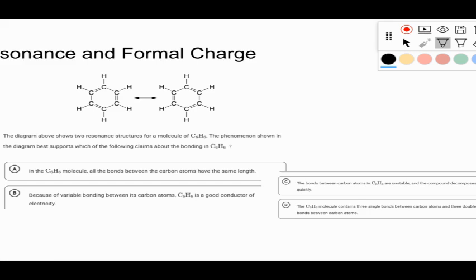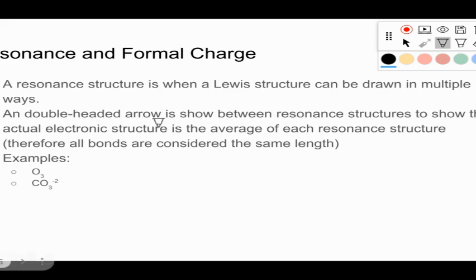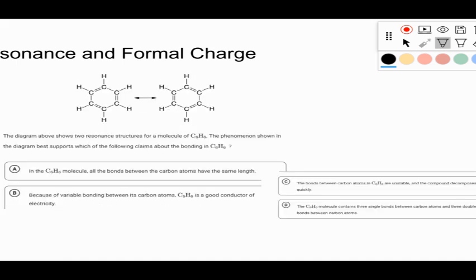They're challenging your understanding of resonance, because remember we said on this note, all bonds are considered to be the same length in resonance, no matter if they're double or triple. And so that would be the correct option for this question.